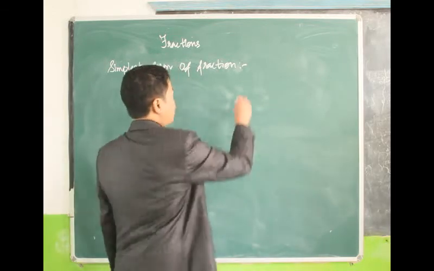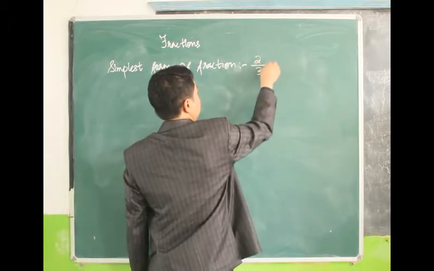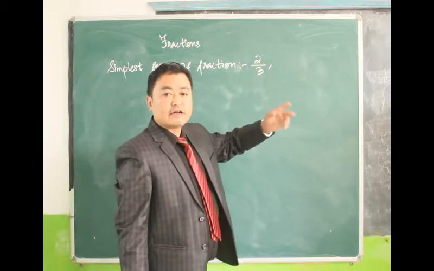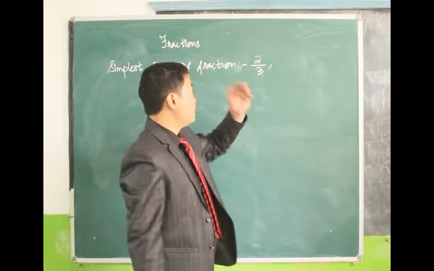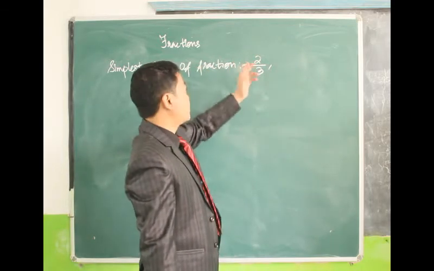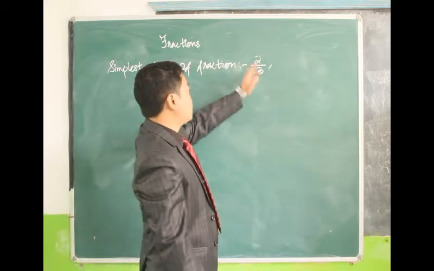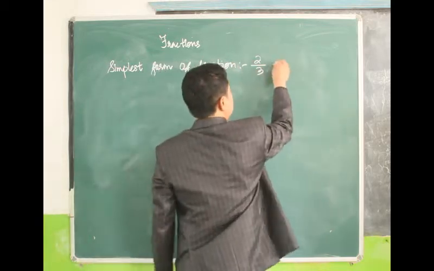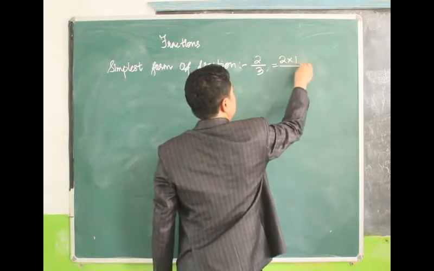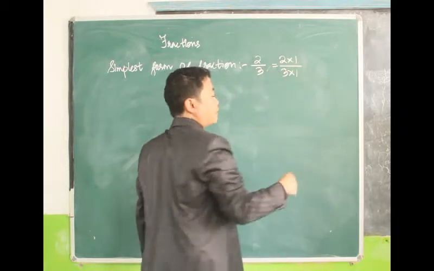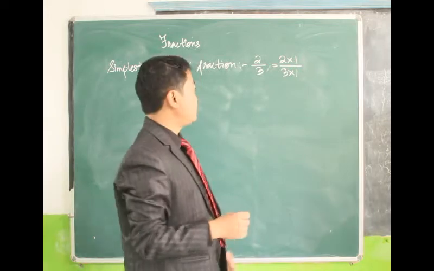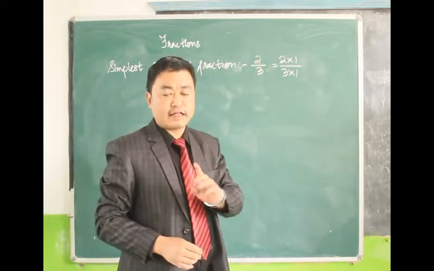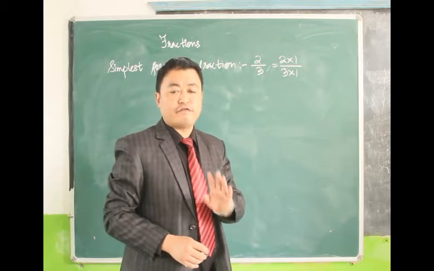Like for example, say, 2 by 3. Now see, you don't have any other common factors in 2 and 3, isn't it? The factors of 2 can be written as 2 into 1. Similarly, 3 can be written as 3 into 1. We cannot go further beyond that. So whenever in the numerator and denominator there is just 1 as a common factor, at that time it's known as simplest form of fraction.